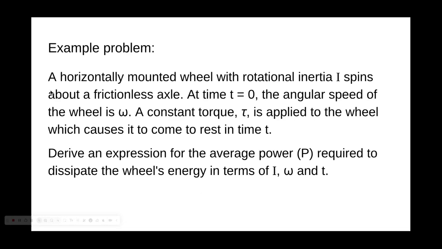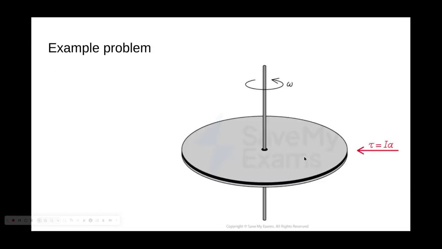Here's another example problem. A horizontally mounted wheel with a rotational inertia spins about a frictionless axle. At the initial time of 0, the angular speed is omega. A constant torque is applied to the wheel and causes it to come to a rest in time t. Derive an expression for the average power required to dissipate the wheel's energy in terms of I, omega, and t. Now, power is work done per unit time.